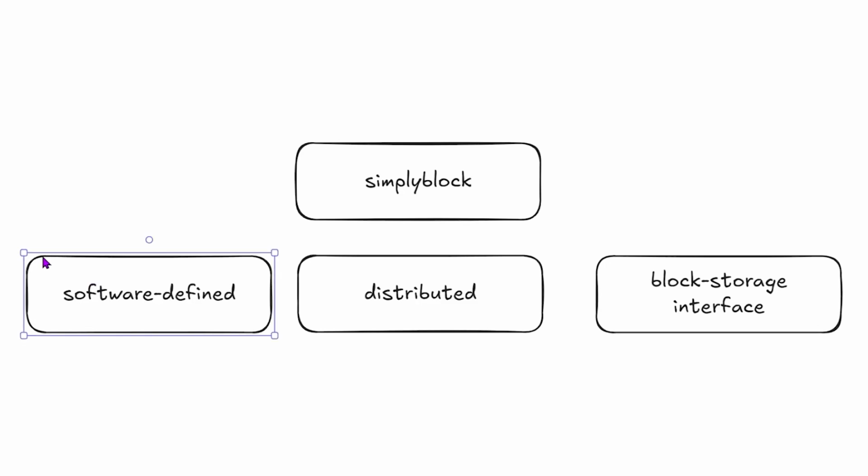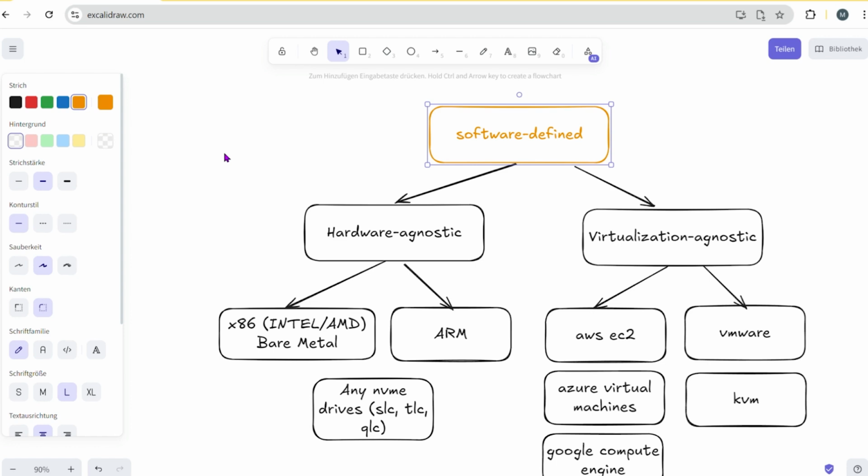Simplyblock is a storage solution which is software-defined, distributed, and based on block storage interfaces. Let's look into what this means in practice. As a software-defined storage solution, Simplyblock can run on most bare metal hardware out there. This includes servers based on the x64 architecture powered by Intel or AMD processors. However, Simplyblock also runs on much smaller and less power-consuming hardware, such as RISC-based ARM processors.